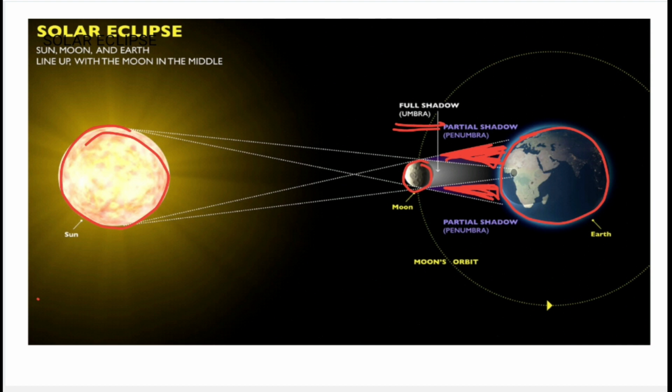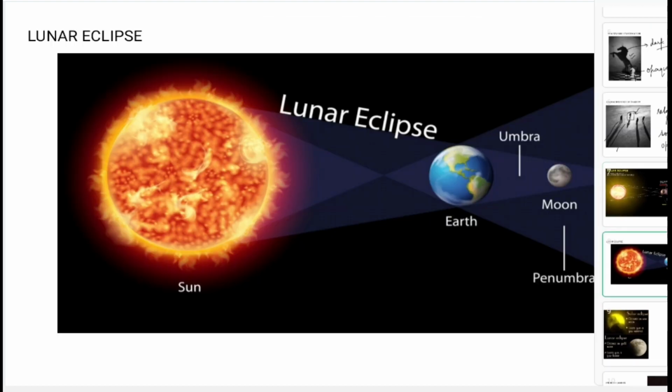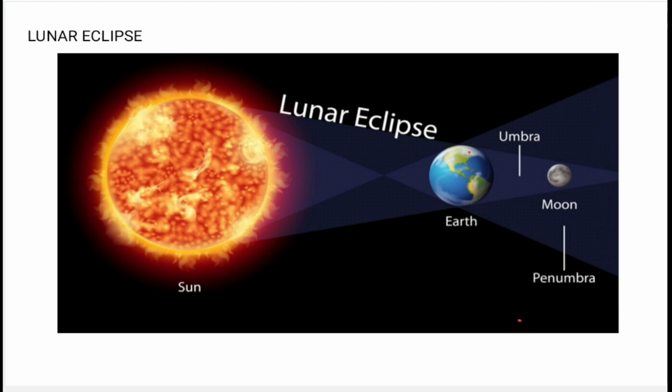Right? Is it clear? Let us now study lunar eclipse. So students, lunar stands for moon, solar stands for sun. So during a solar eclipse we can't see the sun, and during a lunar eclipse we can't see the moon, whether it is partially seen or completely seen. Next we have lunar eclipse. So students, what is lunar eclipse?